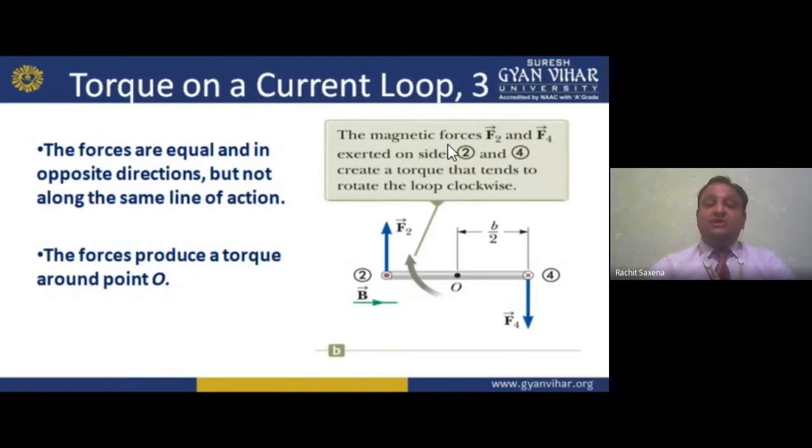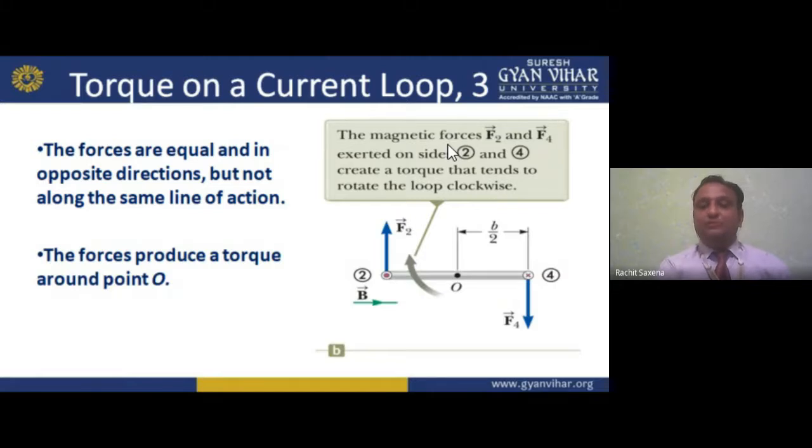Now my dear students, the torque on a current loop, that is the third part. The forces are equal and in opposite directions, but not along the same line of action. One is incoming, another one is outgoing. So one is moving like this, another one is moving there. They are equal in magnitude, but the direction is opposite, and they are not along the same line of action.